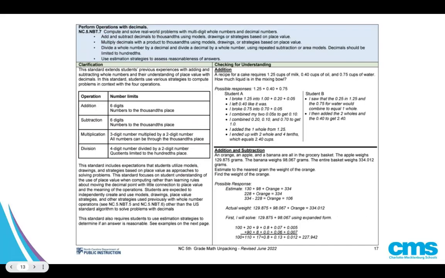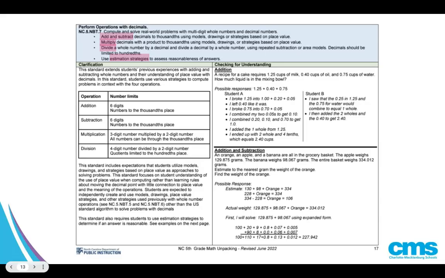And last, but definitely not least, is NC 5 NBT 7. This standard is packed. Within the standard, students add, subtract, multiply, divide, and estimate decimals. Within each operation, there are clearly defined number parameters for the standard. Students add and subtract decimals to the thousandths place, and numbers can include up to 6 digits.